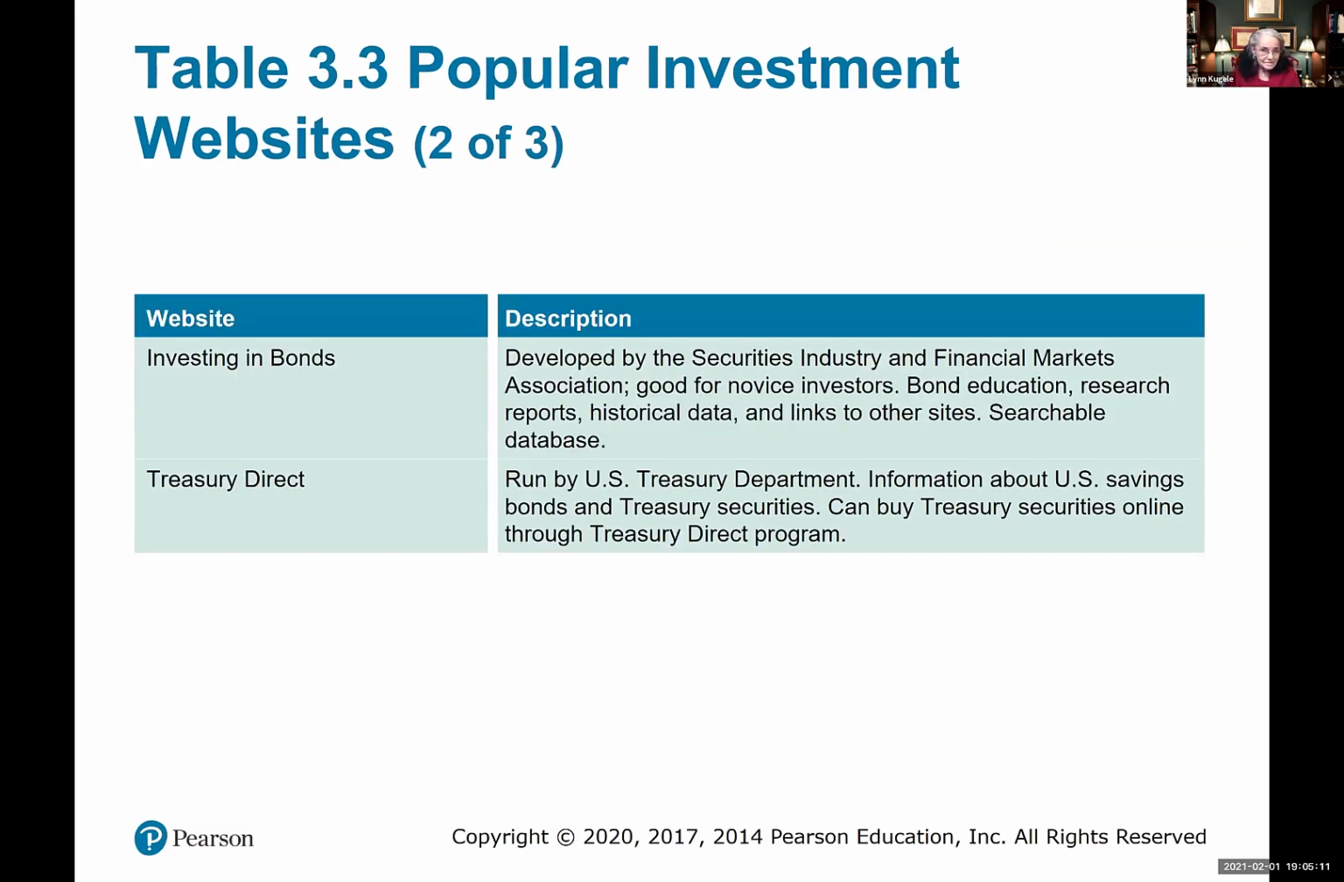Bonds. Bonds are not actively traded at all. They're very illiquid. There are some bond sites. There's Treasury Direct. It's run by the Treasury Department, and it allows you to buy Treasury securities online directly. You buy Treasury bills, Treasury bonds.